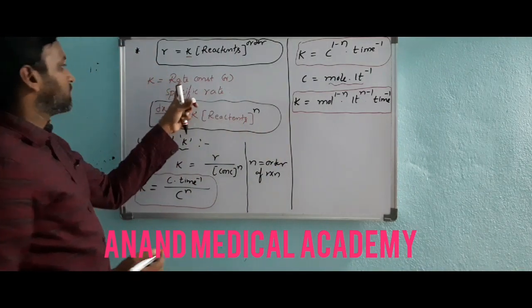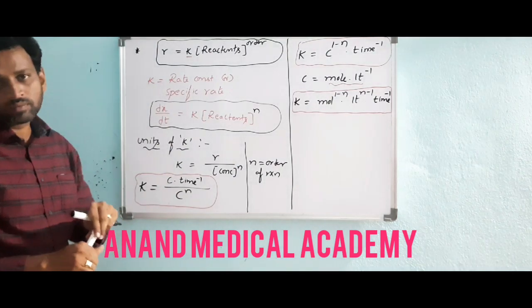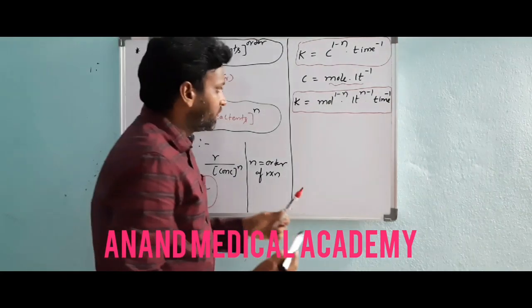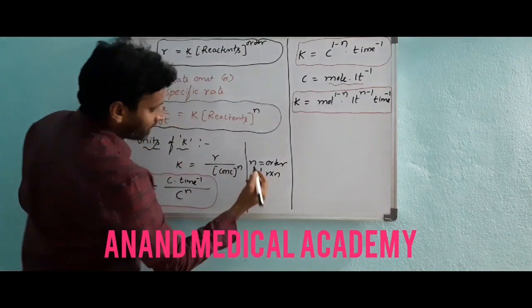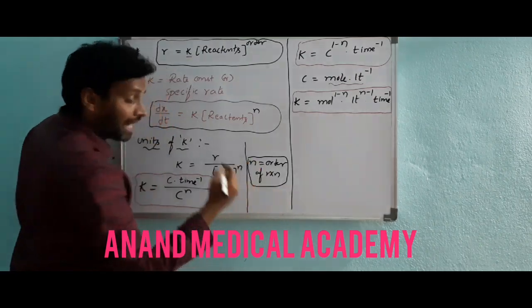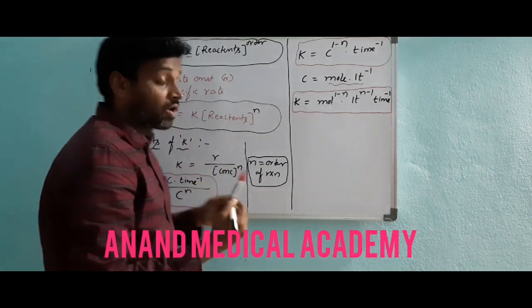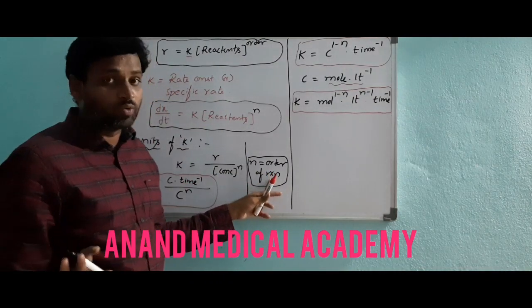What is K? The rate constant, or specific rate, we call. Got it clearly? So here, what is n? N is the order of reaction. I told you about n, and we will discuss order of reaction and many things about it. Don't worry.